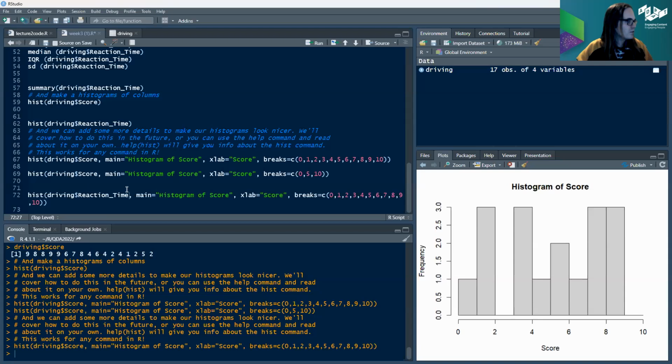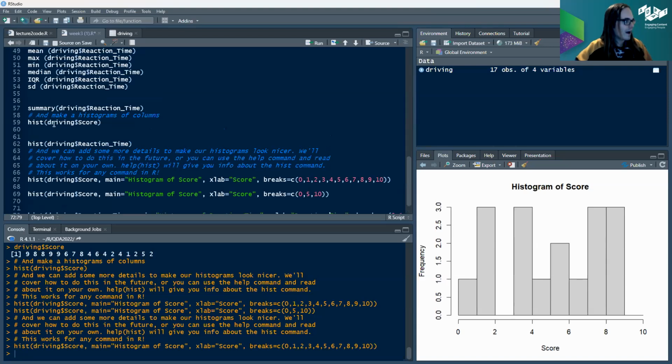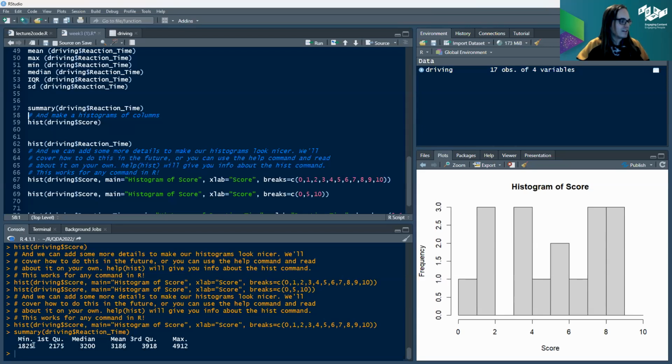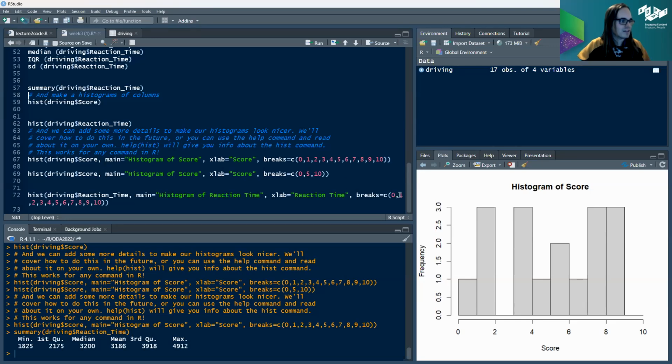So let's see what the reaction time histogram is going to look like. So I'm going to take that reaction time, histogram of reaction time, x label will be reaction time. And I know from earlier, my min and my max for reaction time were 1825 and 4912. So that gives us an idea of where to set our breaks, except for the fact that reaction time is ratio data. So I actually want my first break at 0, but I know I want to go all the way up to 5,000. So I might set my breaks every 500, say.